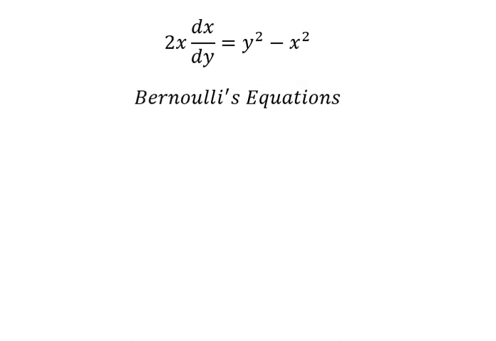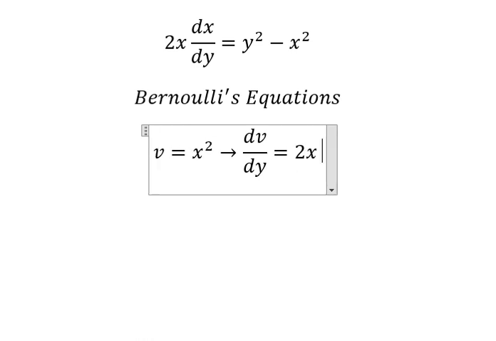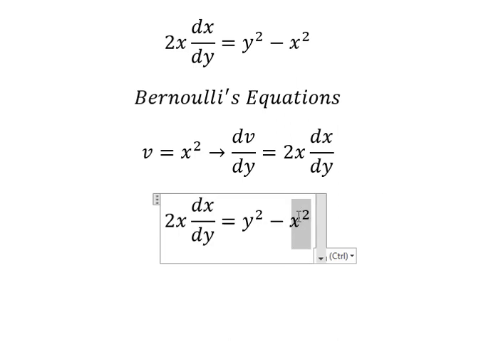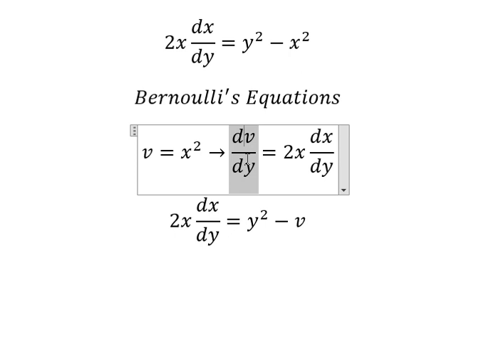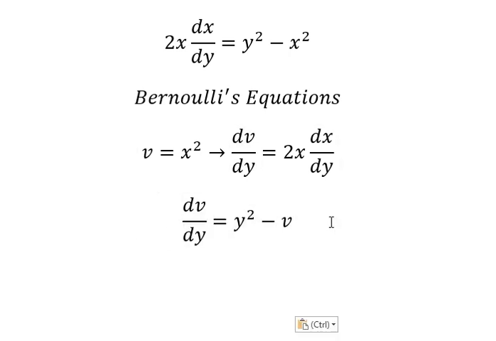So I will put v equals s squared. Later we take the first derivative of both sides, and we have dv over dy equal to 2s ds over dy. So this one we change by v. This one we change by this one. Negative v I will put in here.